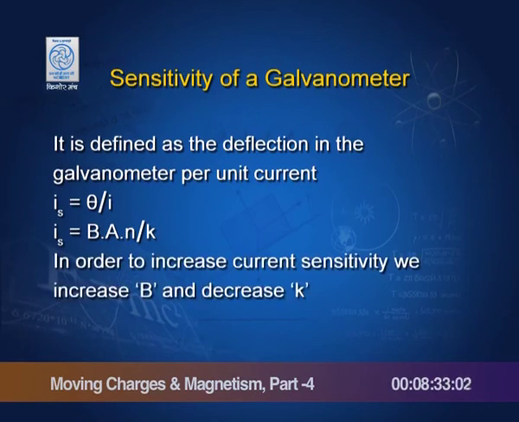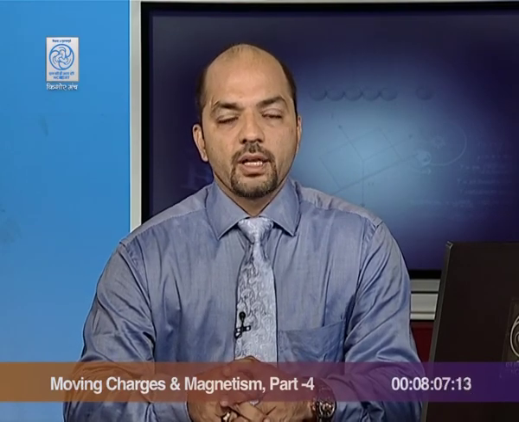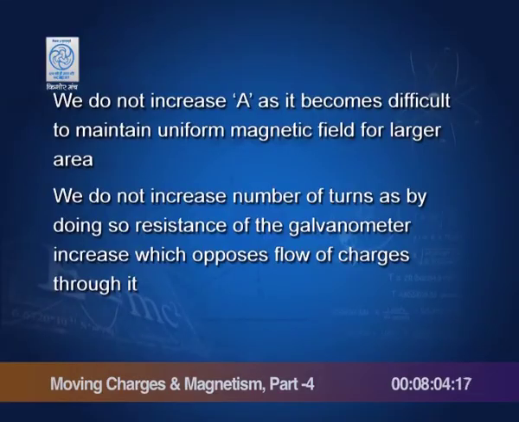In order to increase the sensitivity of the galvanometer, we increase the value of magnetic field B and we decrease the value of force constant K. By doing so, the current sensitivity increases. We do not increase the area of the coil in order to increase the sensitivity. The reason behind it is that it becomes difficult to maintain a uniform magnetic field for a larger area. We do not increase the number of turns also, as by doing so the resistance of the galvanometer increases, which opposes the flow of charges through it.